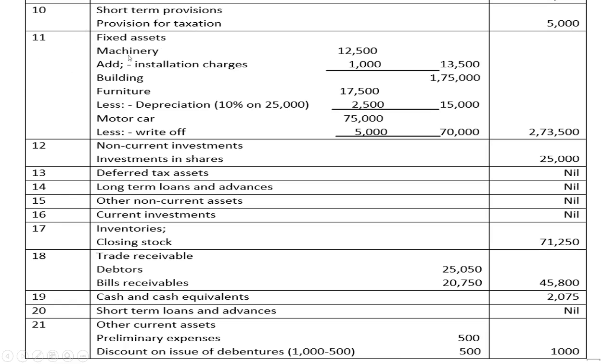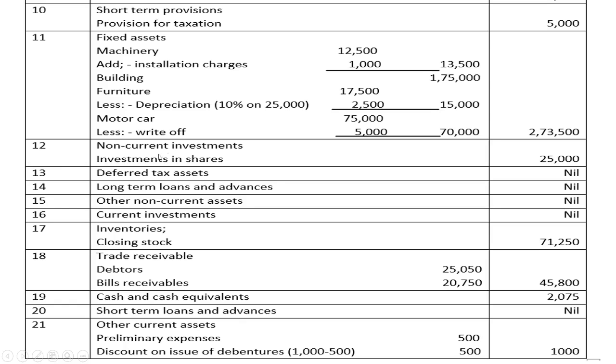And note number 11, fixed assets. Under that, machinery 12,500, add installation charges, wages that were included, when added it is 13,500. Building 1,75,000, furniture 17,500, for that less depreciation at 10% on 25,000 reduced 2,500, 15,000 remaining. Motor car 75,000, from that less written off 5,000, remaining balance is 70,000. The total is 2,73,500. That is note number 11.